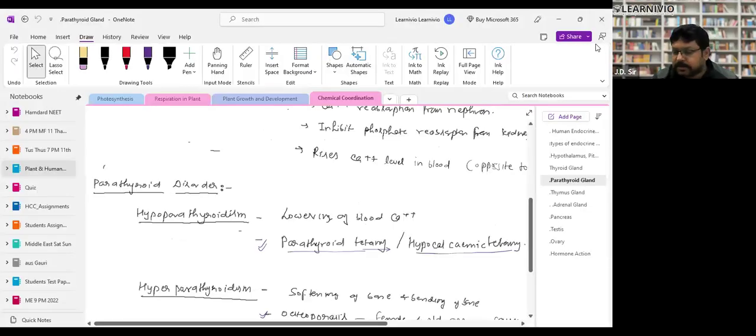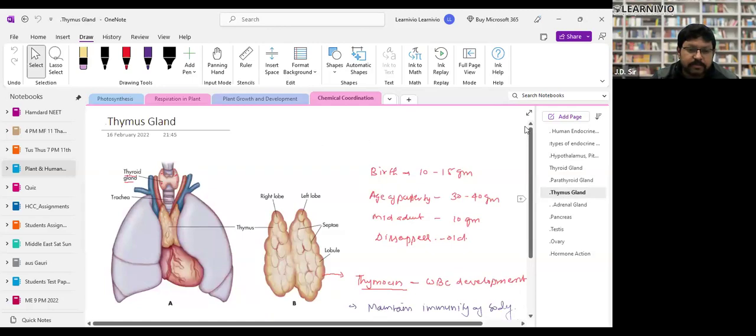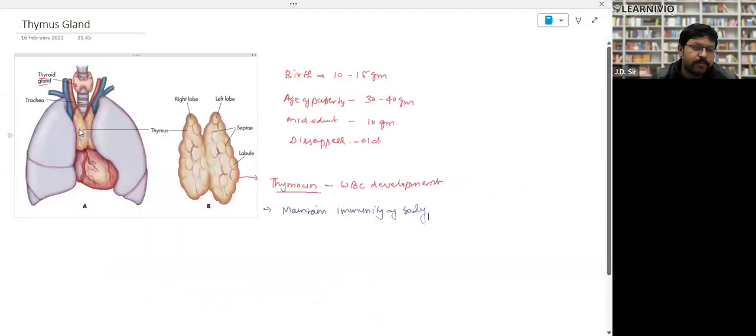And the next is the thymus gland. It is a very important gland. The thymus gland is found between our lungs, below the thyroid gland. Try to understand its location, that is important. This is the thymus gland.